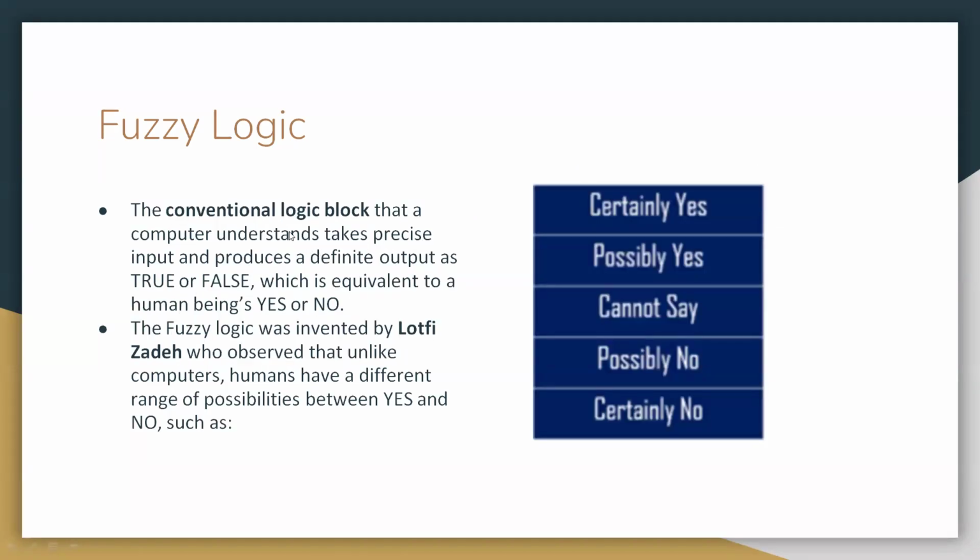So the conventional logic block that a computer understands takes precise input and gives a definite output like a yes or no. But fuzzy logic, that was invented by Zadeh, he observed that unlike computers, humans have a different range of possibilities between yes and no. Like yes and no can itself vary from certainly yes, possibly yes, cannot say, possibly no, and certainly no.